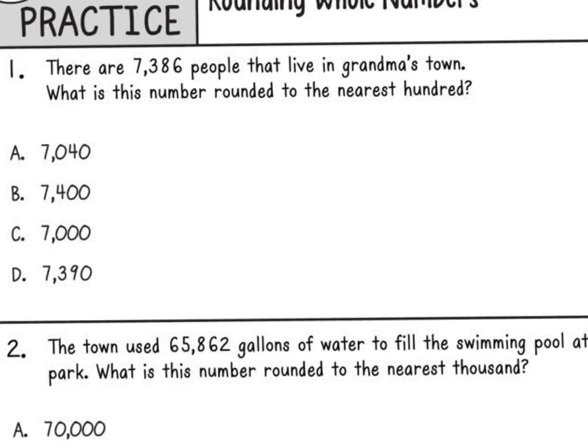This is rounding whole numbers. The one that says rounding whole numbers, it's less than 8. Okay, in the corner it has the number 8. Number 1 says there are 7,386 people that live in Grandma's town. Remember, if I write, you write. If I mark, you mark. If I work, you work. What is this number rounded to the nearest hundred?